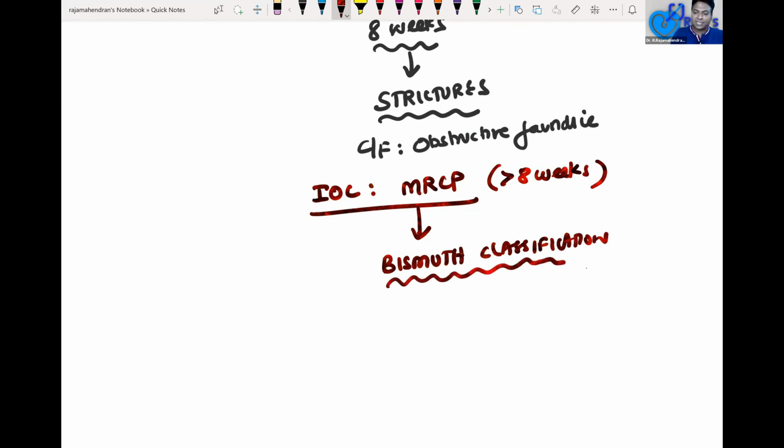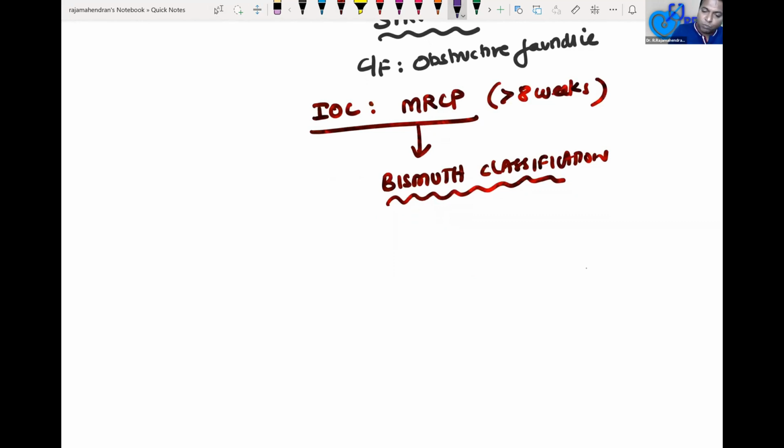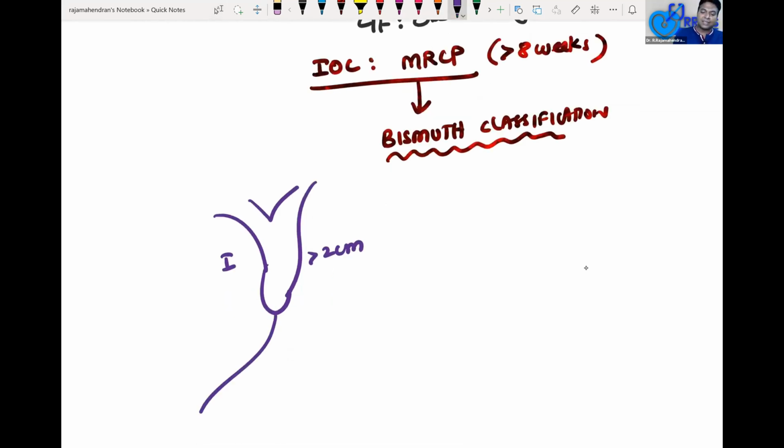But Bismuth classification, I'll tell you: if the stricture is more than 2 centimeters from the hilum, it is type 1. For example, there are many classifications like this. Bismuth goes up to 5. So Bismuth type 1, there is a stricture like this, at more than 2 centimeters.